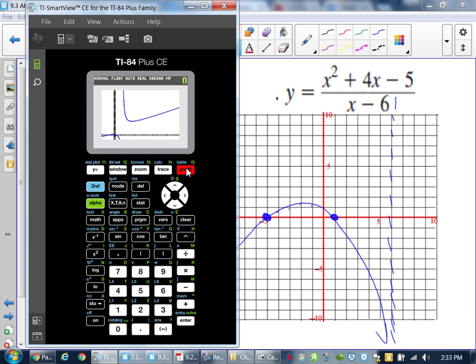Go back to your y equals real quick and put in a second one: x plus 10. Regraph it. There's your slant asymptote.